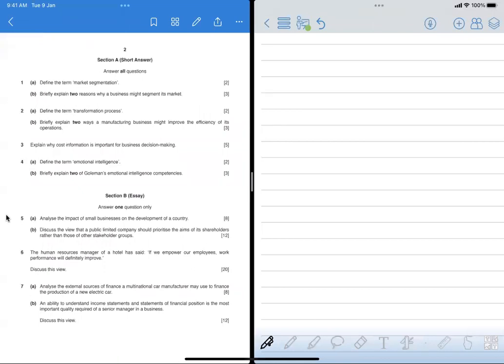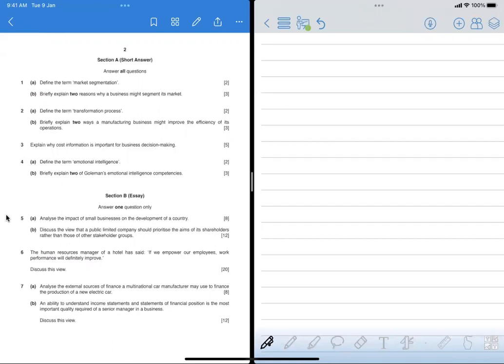Okay, if you look at section A, the minimum number of marks that are tested from us are 2. Look at the first question, 1A, define the term market segmentation. And the maximum number of marks that are tested from us in section A are 5. Look at question number 3, explain why cost information is important for business decision making. So these are the minimum and maximum marks that are tested from us in the exams.